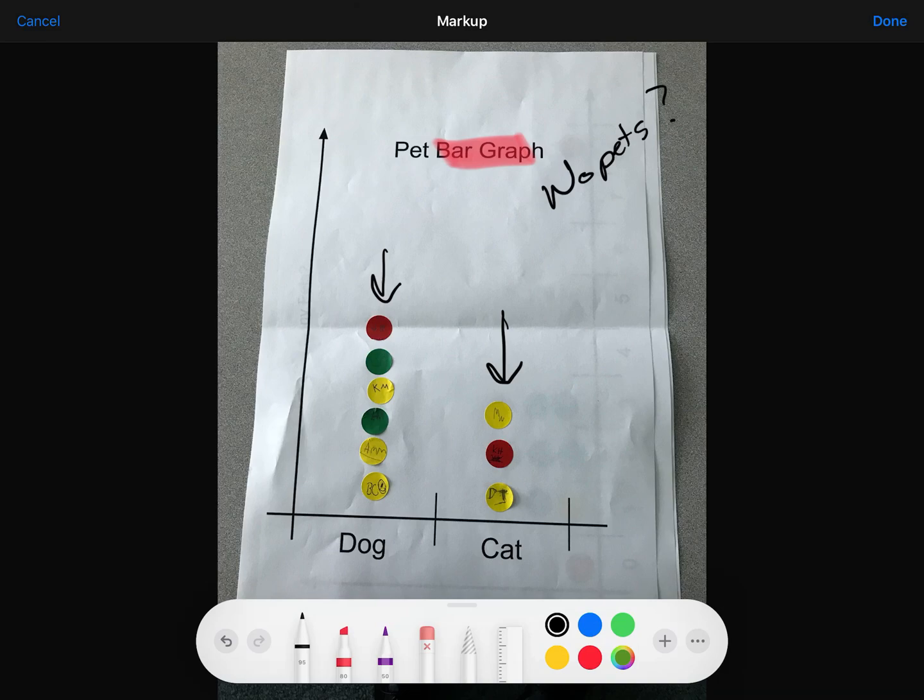Where are you supposed to be on this chart? What if you have a cat and a dog? Where are you supposed to go? So the downside to this bar graph is we don't have a lot of flexibility. You're either a dog or a cat. You had one dot, one placement. You can't put it in both dog and cat.